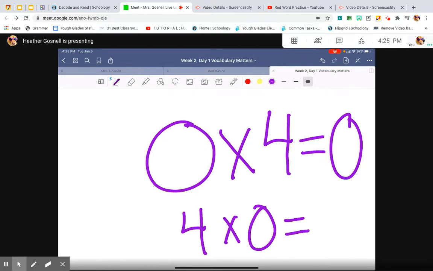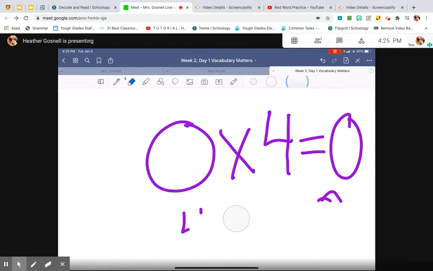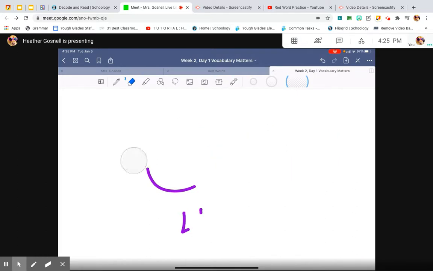It's the same. The 0 property applies here. 0 times any number, no matter where it is, is 0. That's our zeros in a nutshell. So we know our 0 facts for sure. We also know our 1s.